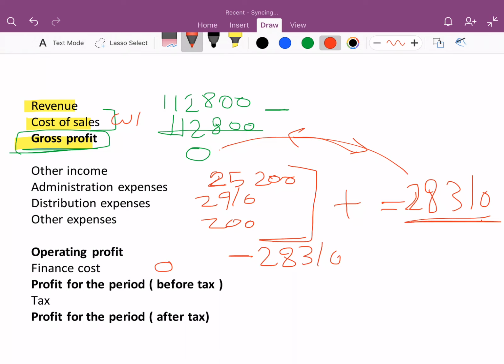So the profit for the period before tax is minus, okay, because this number minus 0 is the same number. And then we don't have any taxes, so this number minus 0 will give you the same number. And yeah, that's it. That's how you prepare a simple income statement.